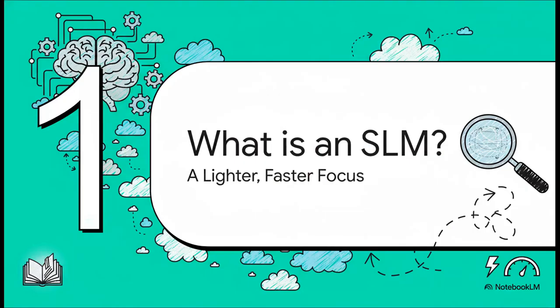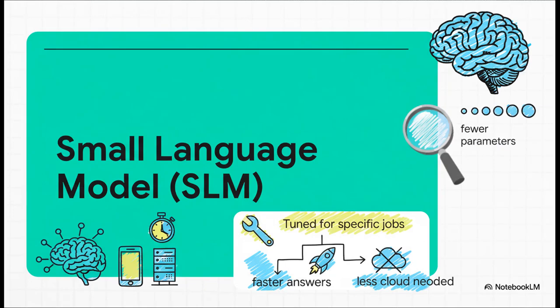All right, let's kick things off with the big question. When we talk about a small language model, what exactly do we mean? Think of it like this. An SLM is a specialist. It's a really compact version of those huge AI models we all know. It's built on the exact same foundation, that transformer architecture, but it has way fewer parameters, which are kind of like the neurons in its brain. Because it's so much leaner, it's incredibly fast, uses less power, and can even run right on your phone or laptop. The trade-off? It's an expert in one specific thing, not a generalist that tries to do everything.